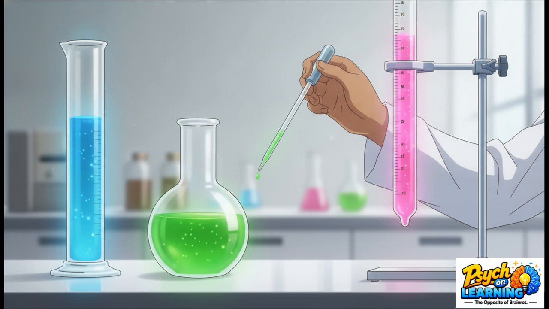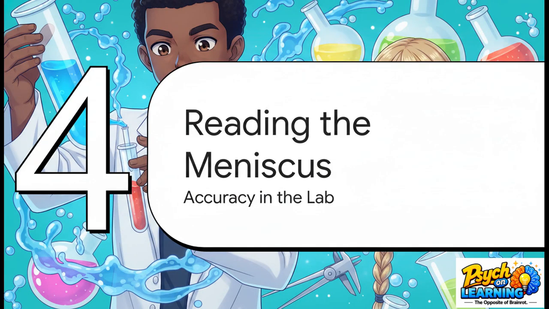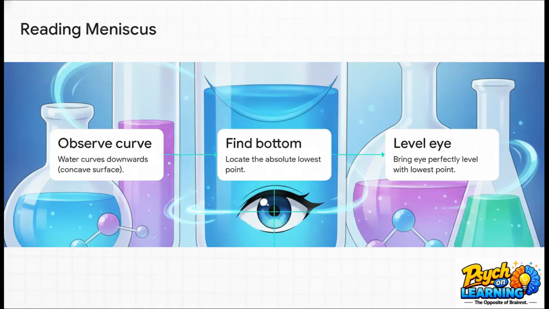All of these have special, exact markings on them, so we can pour a liquid inside and read exactly how much volume it's taking up. Section 4. Reading the meniscus. Accuracy in the lab. But wait just a second. Before you start reading those numbers on the glass, there is a very, very important trick you need to know.